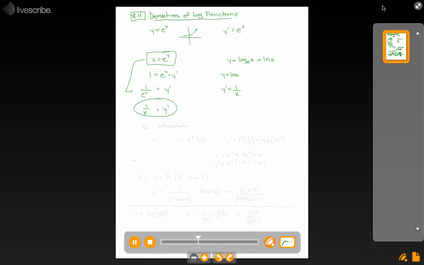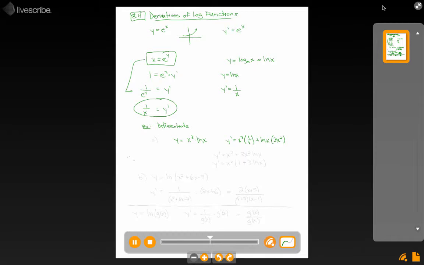Let's start off with some classic practice examples where we're taking derivatives. Differentiate this function: y equals x cubed times ln x. Well, now that we know that the derivative of ln x is 1 over x, we could just do this with the product rule and say y prime equals the first function times the derivative of the second plus the second function times the derivative of the first.